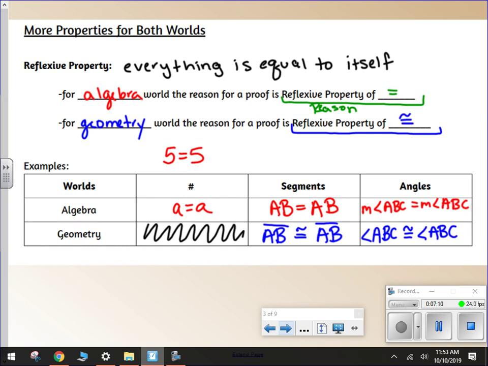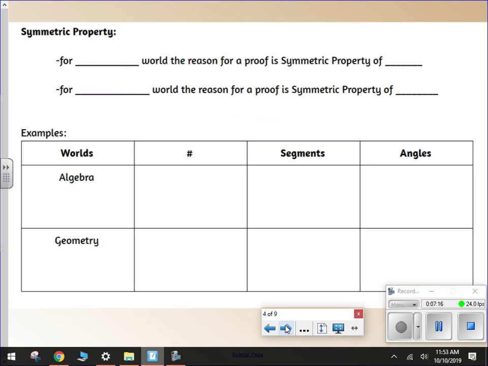The next property we're going to learn is symmetric property. When we do symmetric property, just think you're switching the order. And when you switch the order, it still means the same thing. So for instance, if I have x equals 2, 2 equals x is also the same thing. So we can say order doesn't matter.